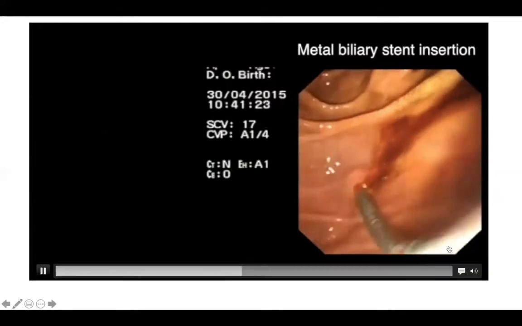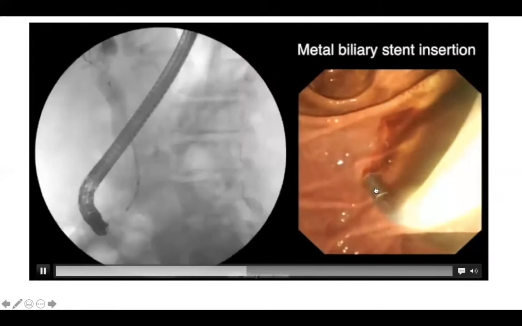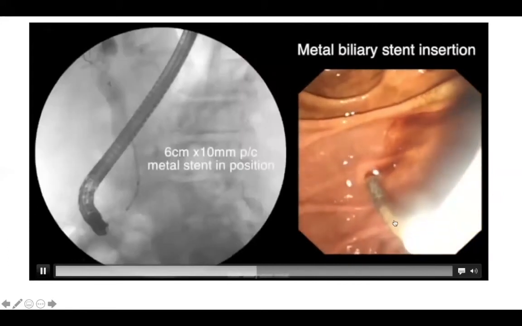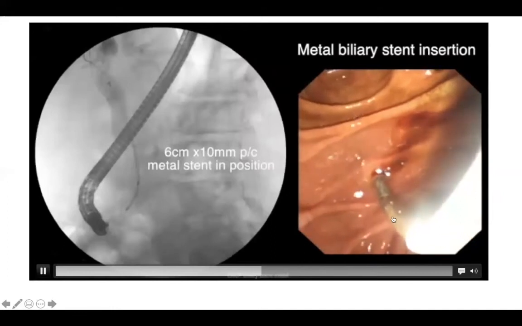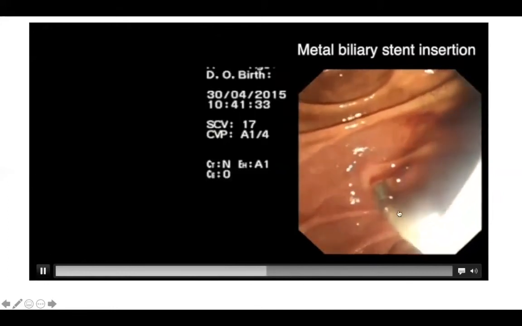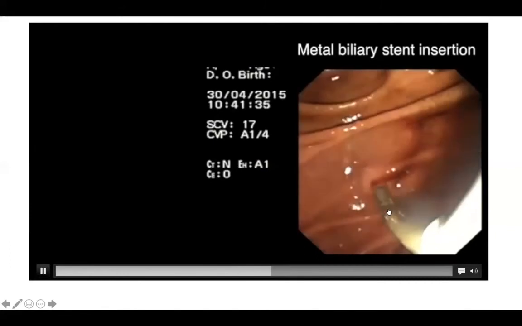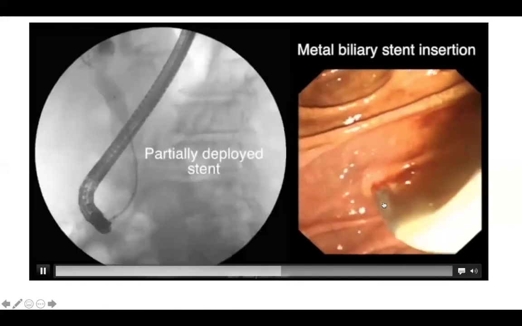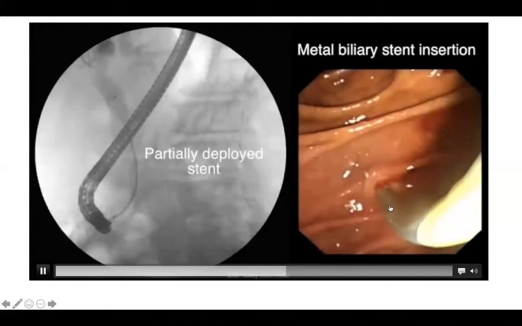This is the sheath of the retracted metallic stent. As we see, it is totally retracted inside the sheath, and this yellow color shows the distal end of the sheath. This is the distal end. We have to keep this distance at least 1 centimeter outside the papilla.